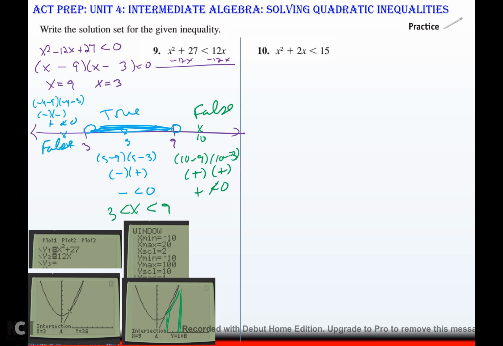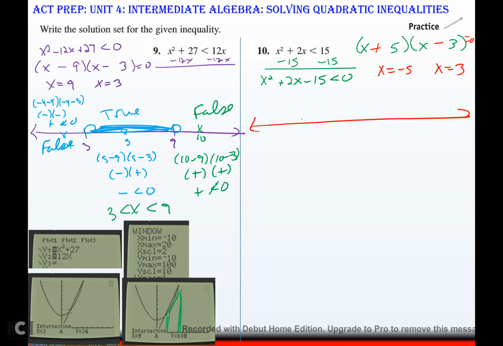Okay, on 10, we're not in quadratic form, so I'm going to have to minus 15, which gives me x squared plus 2x minus 15 less than 0. Again, should be an easy factor, x and x. 5 and 3 make 2. C is negative, which means they have to have opposite signs, and bully 5 will take the middle sign, and he won't. That gives me solutions of negative 5 and positive 3 on my number line.